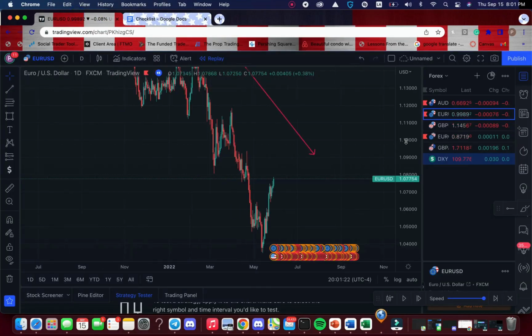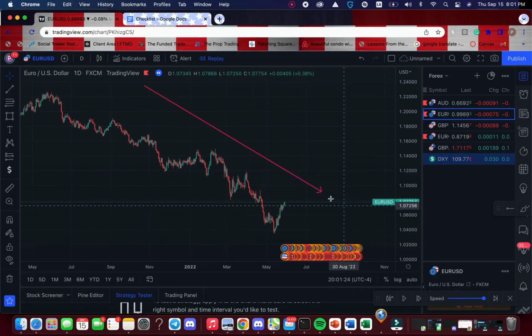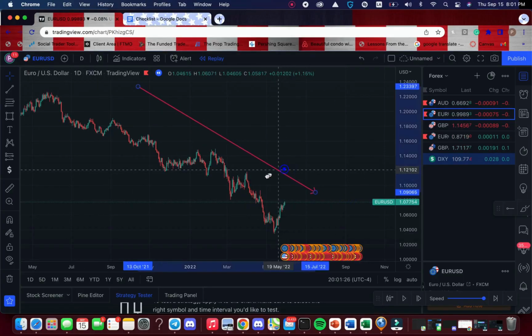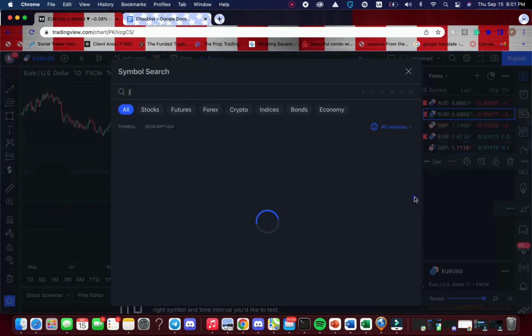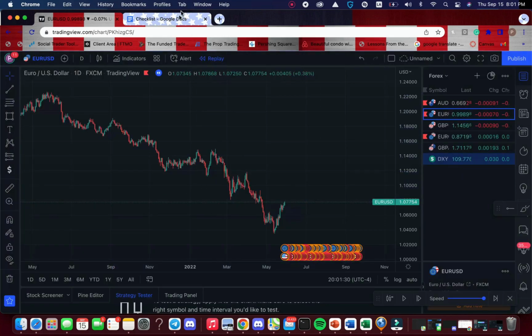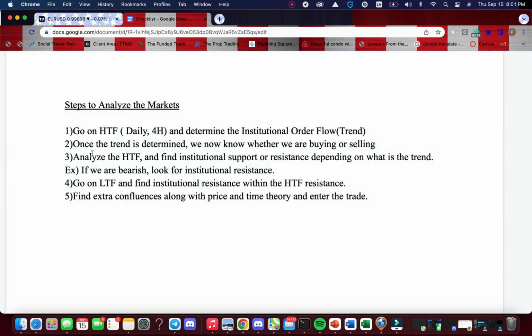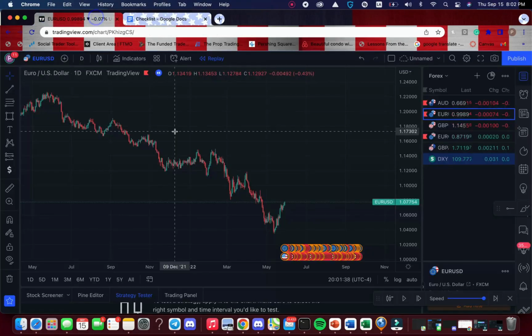So going on EU, we can see that we are definitely in a downtrend. So we are bearish. So we now know the trend is bearish. Once the trend is determined, we now know whether we are buying or selling. So now we are looking for sells.